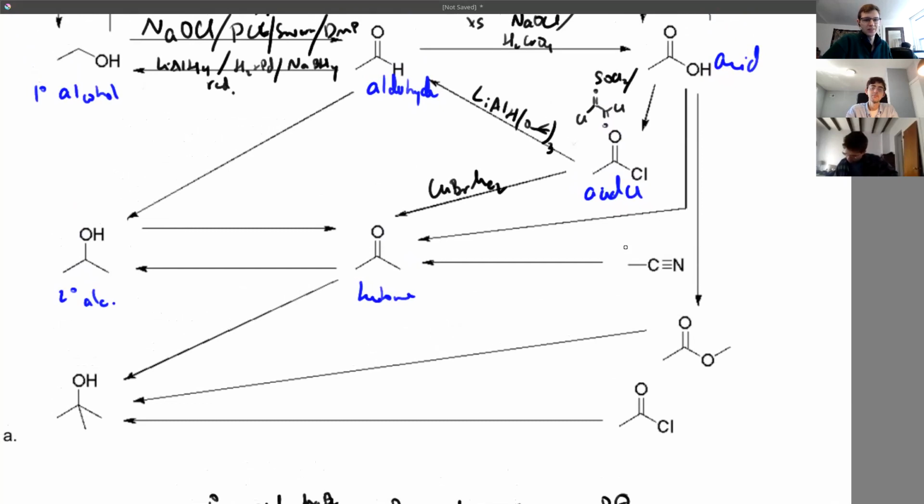Cool. Acid to ketone. Do we want to go here? We do have that in the PowerPoint somewhere. Let's see here. Oh yeah, two RLi, so 2 times the organolithium. What is R in this case? It's just going to be a methyl.